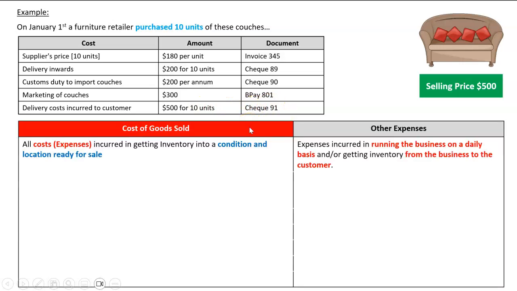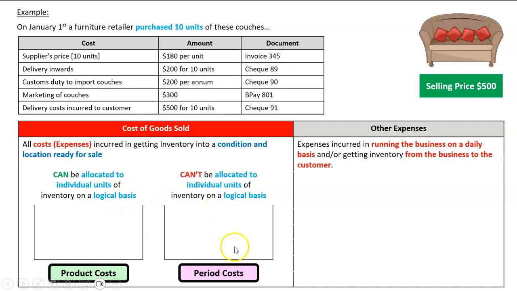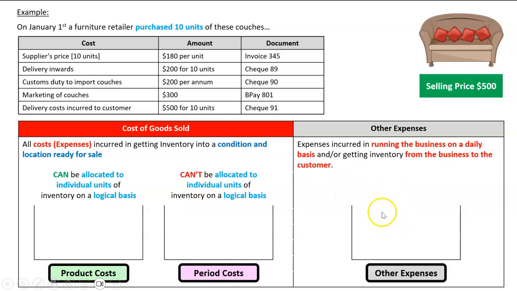So what we need to do now is say there's cost of goods sold and other expenses, just like there always was. But what we're going to do within cost of goods sold is break these expenses incurred to get inventory in a condition or location ready for sale into two groups. Firstly, the product costs, the ones that we can allocate to each individual unit on a logical basis. And then these period costs, the ones that we can't allocate to individual units on a logical basis. We'll still have other expenses, just like we always did.